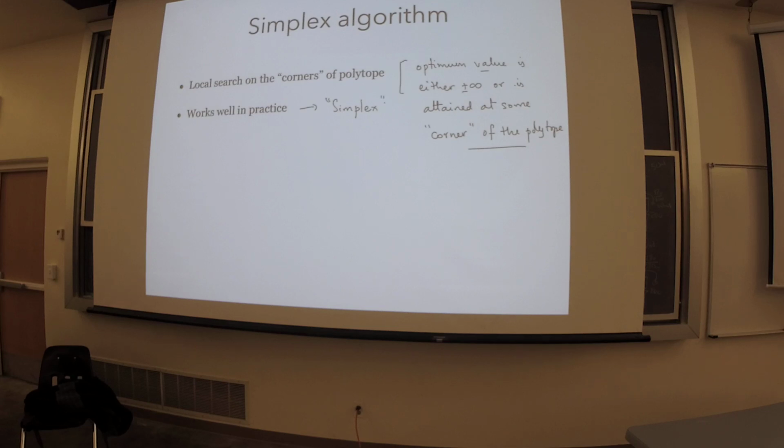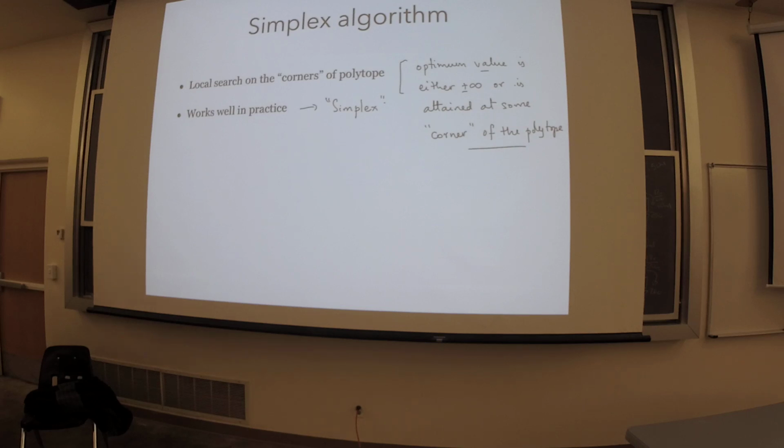But slowly people realized that it works well in practice, but there are examples where this can take exponential time. In the late 60s there was a very famous example called the Klee-Minty cube, where people showed an example where the simplex algorithm can take an exponential amount of time. So for a long time it was open whether you can provably solve linear programming in polynomial time.